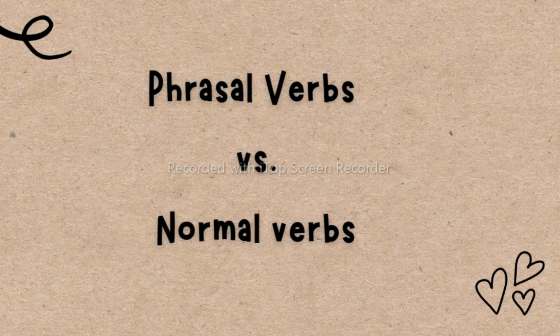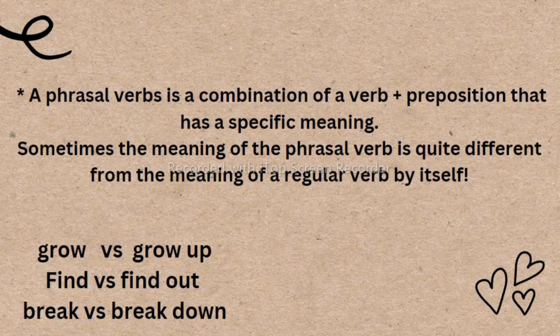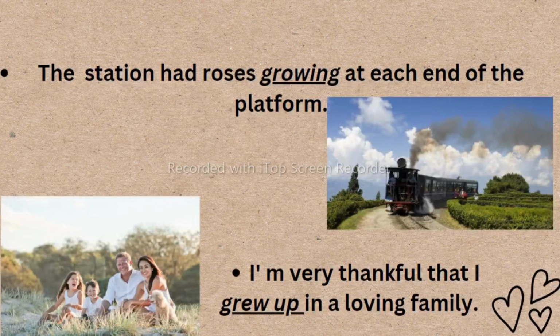Now let us see the difference between phrasal verbs and some normal verbs. As we have discussed, a phrasal verb is a combination of verb plus preposition or adverb that has a specific meaning in it. But sometimes the meaning of the phrasal verb is quite different from the meaning of a regular verb by itself. Like for example, grow versus grow up, find versus find out, and break versus break down. So let's see these all in examples.